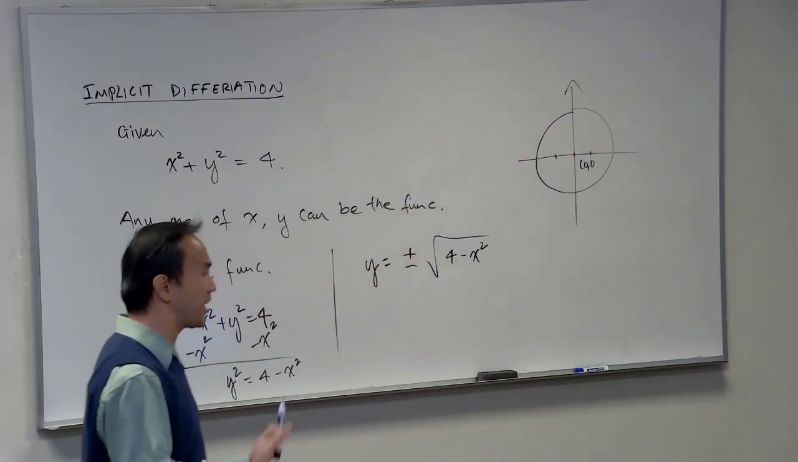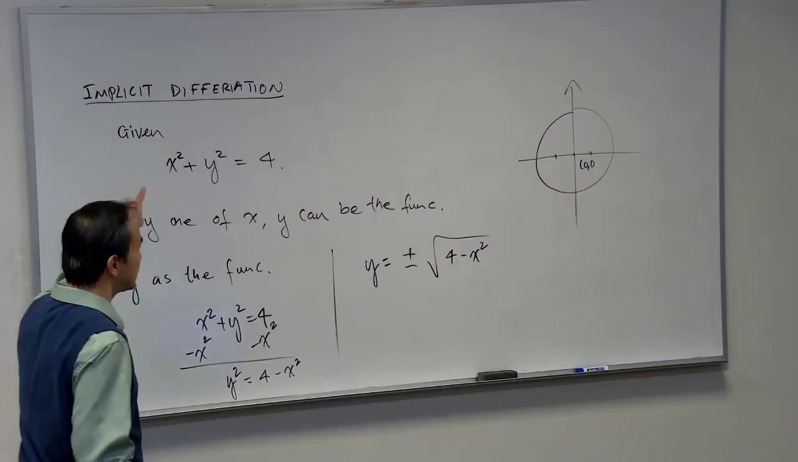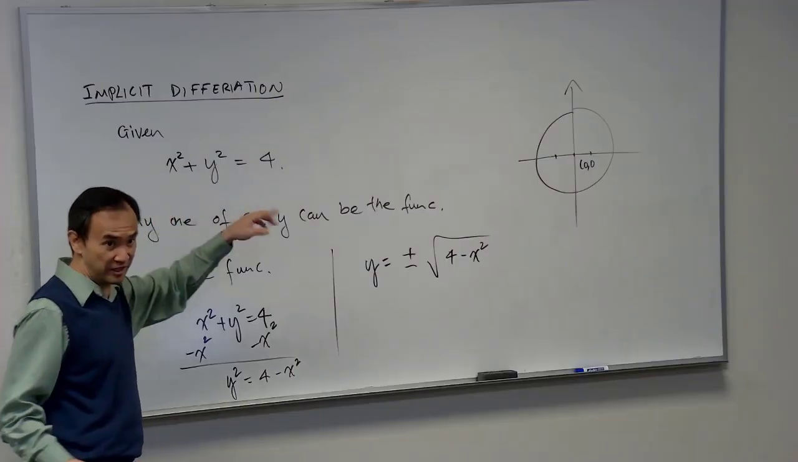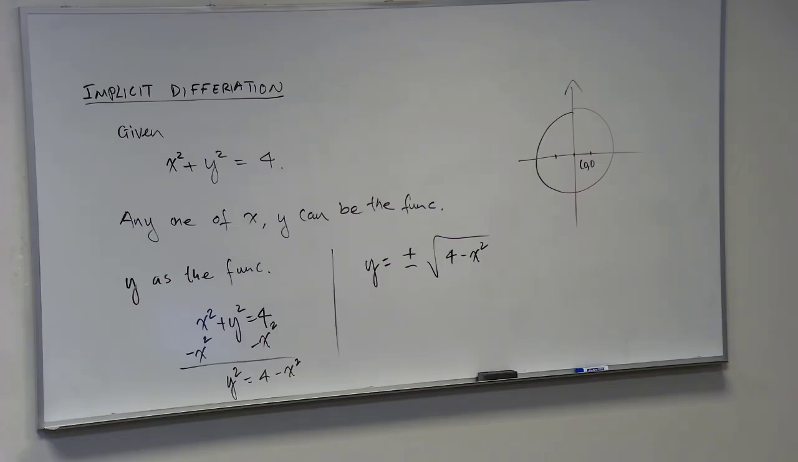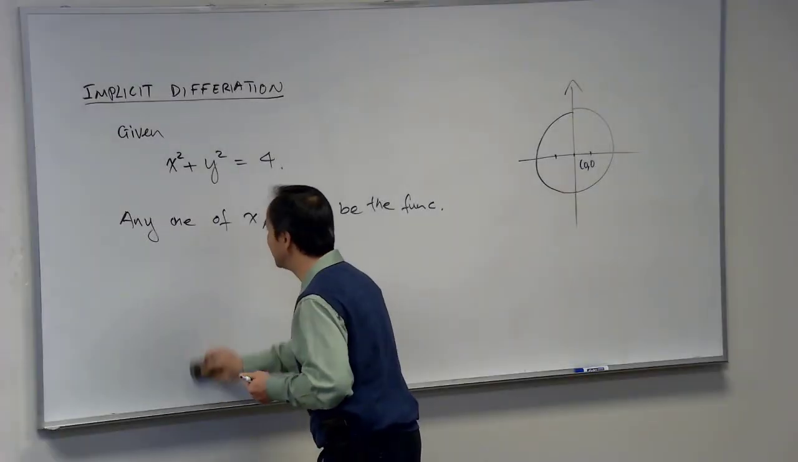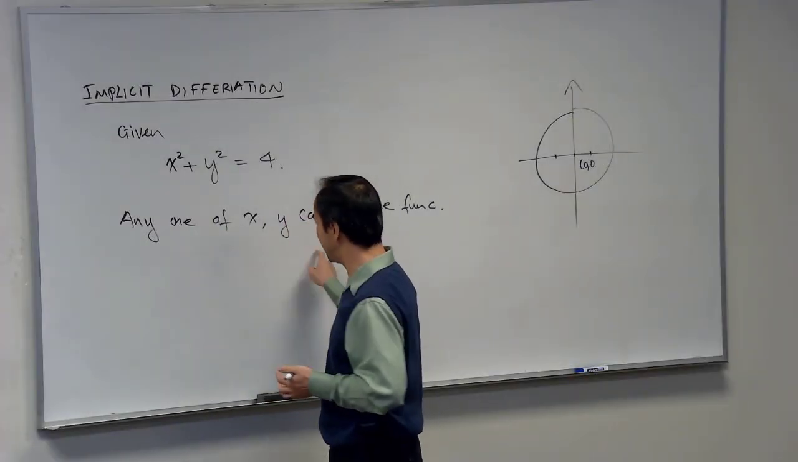But right now, I'm just pointing out for you that between the two variables, any one of these two variables here can be the function. But once you have decided to solve, you've got to solve for that one as a function in terms of the other one. See what I mean? So just like that, any one of these guys can be the function.